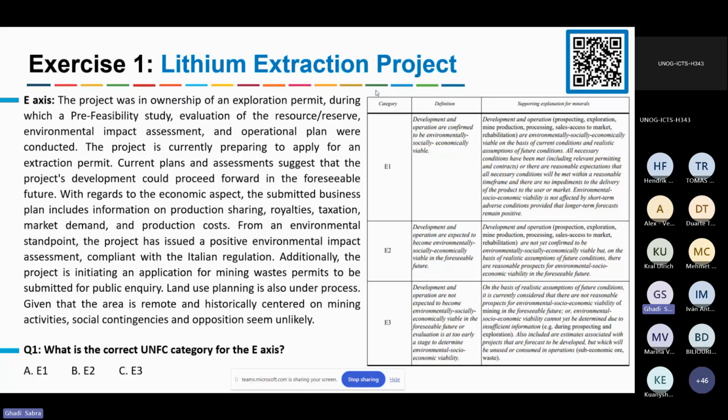I've also provided the definitions with supporting explanation here on the right side of the screen, with E1 basically being viable, E2 potentially viable, and E3 non-viable. So I will give you a bit of time just to soak everything in before we jump into Slido and respond to the question.